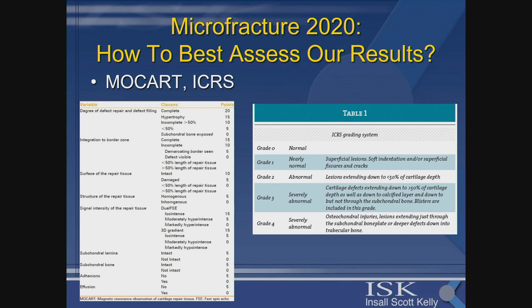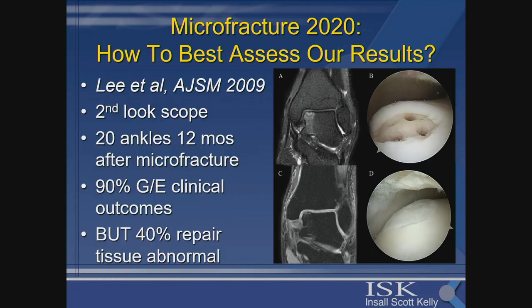So I think one of the other confounding factors is we don't really know how best to assess the results. So we have a cartilage grading system, we have MOCART, which looks at the MRI results, but what really is the best way to see how these patients are doing? So sometimes some studies have looked at doing a second look arthroscopy, and again, maybe we're not doing as well as we think we are.